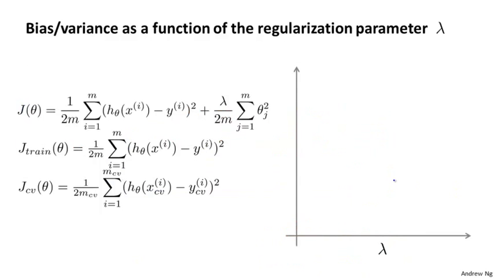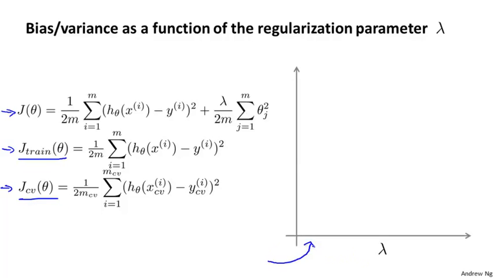The last thing I'd like to do in this video is get a better understanding of how cross-validation and training error vary as we vary the regularization parameter lambda. And just a reminder, that was our original cost function J of theta, but for this purpose we're going to define training error without using the regularization parameter and cross-validation error without using the regularization parameter. And what I'd like to do is plot this J train and plot this J CV, meaning just how well does my hypothesis do on the training set, and how well does my hypothesis do on the cross-validation set as I vary my regularization parameter lambda.